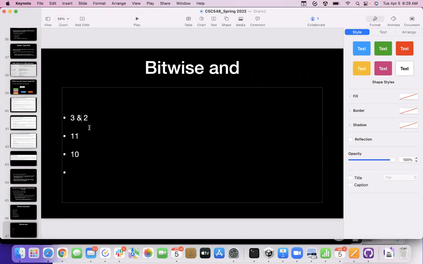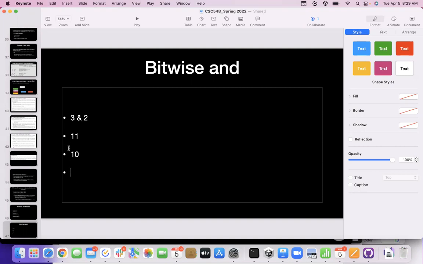When we bitwise and these guys, I'm going to apply the and operator per bit. All right, so and says 1 and 1 is 1. 1 and 0 is 0. 0 and 1 is 0. 0 and 0 is 0. So the only way for an and to be true is for both bits to be a 1.